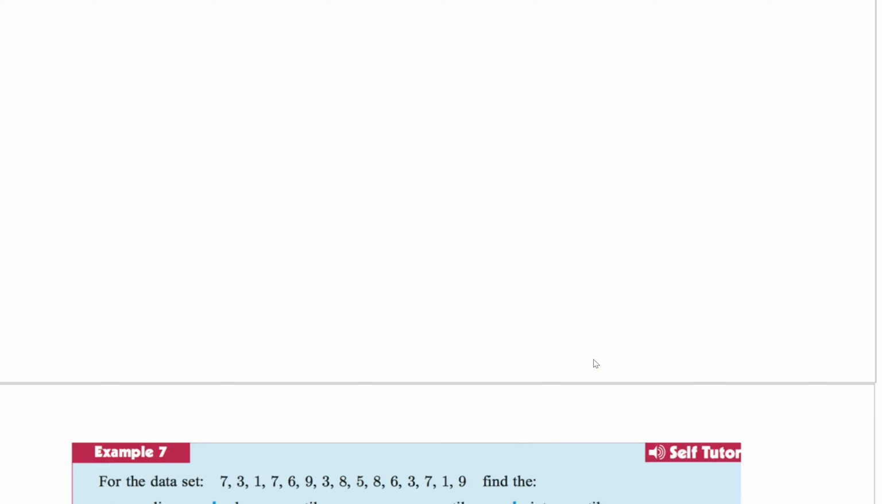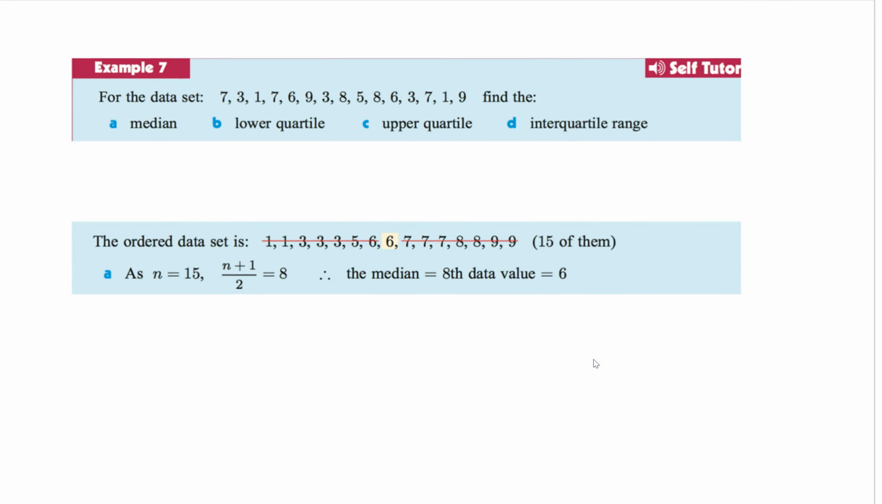So now let's do a more concrete example. Here's our set of numbers. They want us to find the median, the middle number, the lower quartile, also known as Q1, or the median of the bottom half, the upper quartile, also known as Q3, or the median of the upper half, and the IQR, the interquartile range, which is Q3 minus Q1.